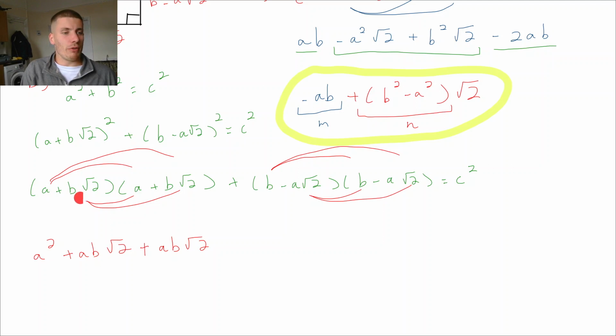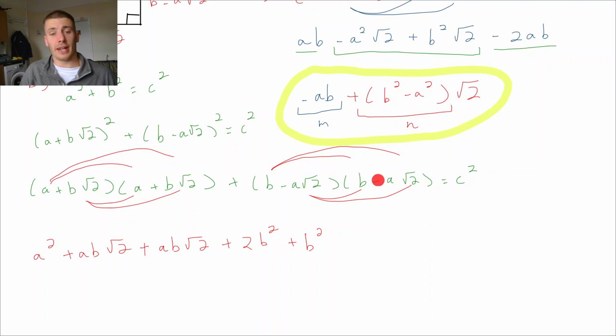You then got b root 2 times by b root 2. Well, b times by b is b squared, so it's going to be plus b squared, but you've got that root 2 times by root 2, which is root 4, which simplifies down to 2. So it's going to be 2 lots of b squared, and then we're adding on to that, we've got a b times by a b, which is b squared, so plus b squared.